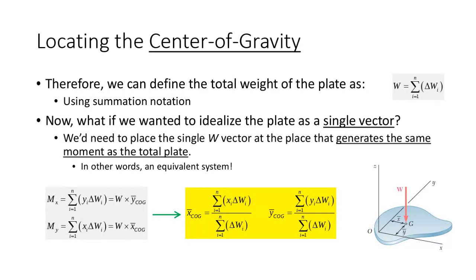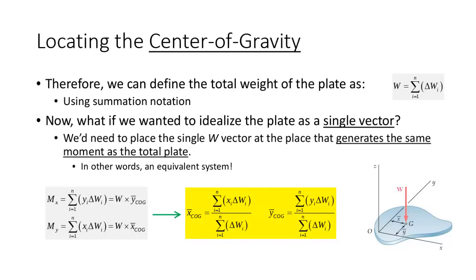But if I've got a plate with this weird shape going on, I want to idealize that as a single W vector. The weight's pretty easy. The magnitude is just W. The direction of that vector is also pretty easy, because the whole plate is applying load about the z-axis. So I've got a single vector with a magnitude of W pointing downwards in the z direction. That's fine. But where do I put it? Well, I propose that I put it wherever I generate equal moment about the x and y axes.